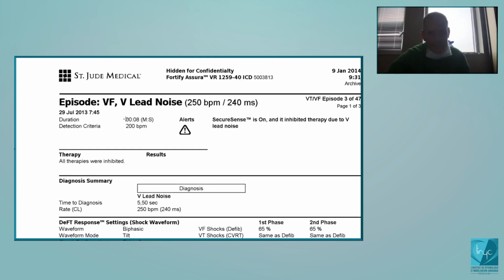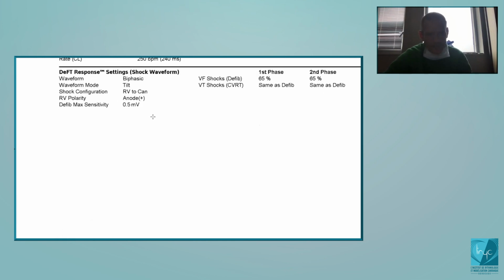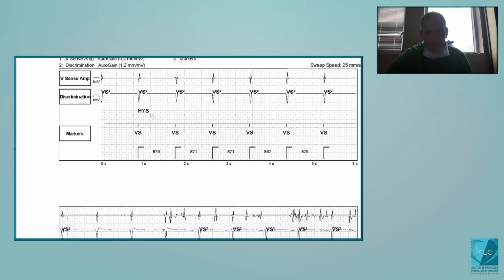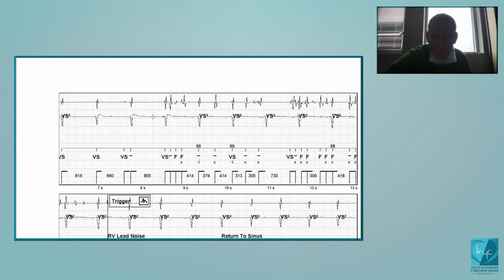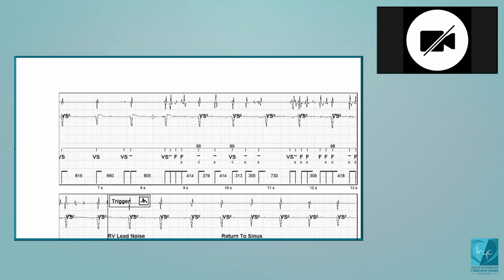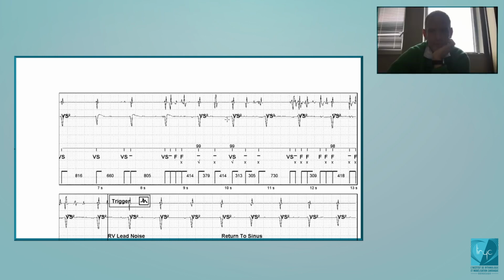You see, this episode has been classified as lead noise. And now it has been modified in the new platforms. It's now oversensing, ventricular oversensing. What do you think about this tracing? We can see on these markers correspond to this channel. Okay, this is the bipolar. Okay, and what do you think?